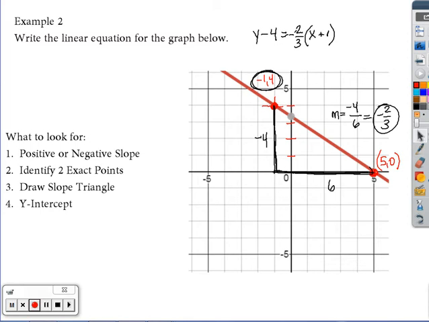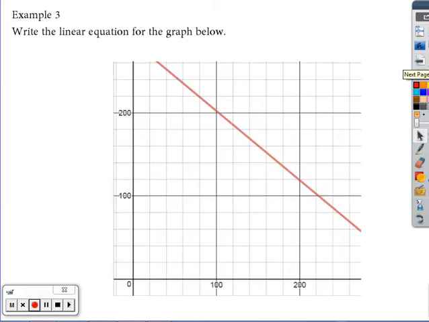Let's take a look at another example. Okay, so what happens here? We got these giant numbers. We don't want to count blocks. This is something that we struggled with on the last test. So what do we need to do here to be able to write the equation of this line? This is something we're going to have to be able to do, because we're going to have to be able to do scatter plots and so forth. So first let's identify two exact points on this line.